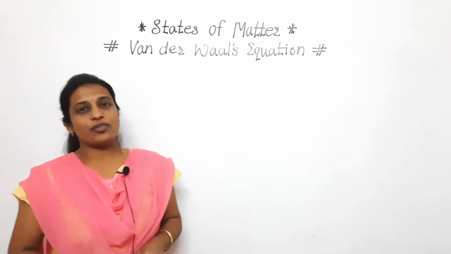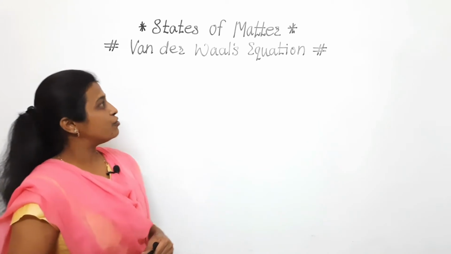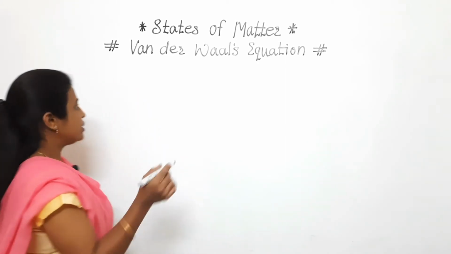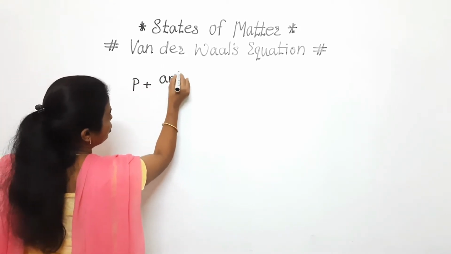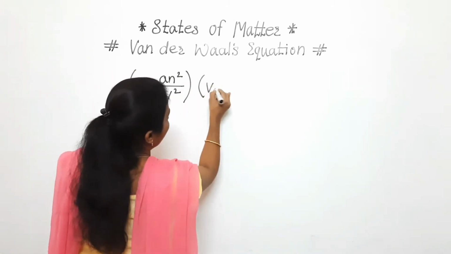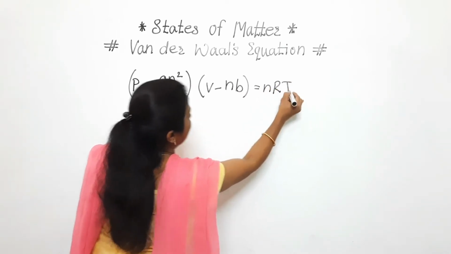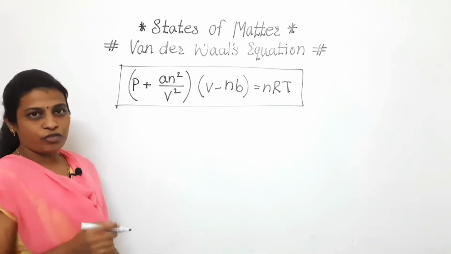Everyone, in states of matter only a few points remain to complete that topic. Today our point is the van der Waals equation. What is the van der Waals equation? That I will explain to you. The van der Waals equation is (P + an²/V²)(V − nb) = nRT. This is the van der Waals equation for n moles.